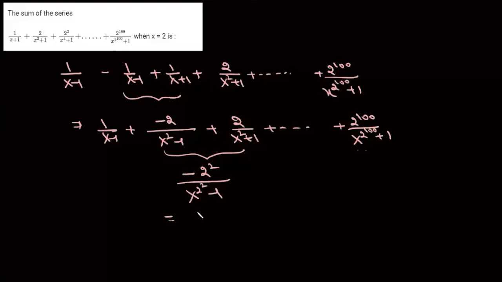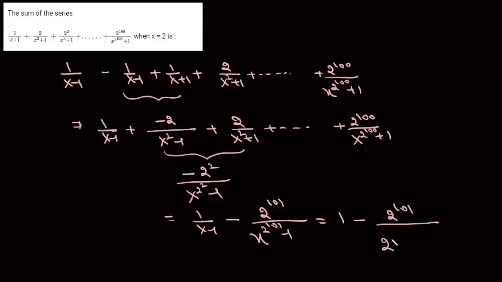So in the end, we'll have this as 1 upon x minus 1 minus 2 to the power 101 upon x to the power 2 to the power 101 minus 1. Now we need to find this value when the value of x is 2. So if we put x as 2, we'll get this as 1 minus 2 to the power 101 upon 2 to the power 101 minus 1.